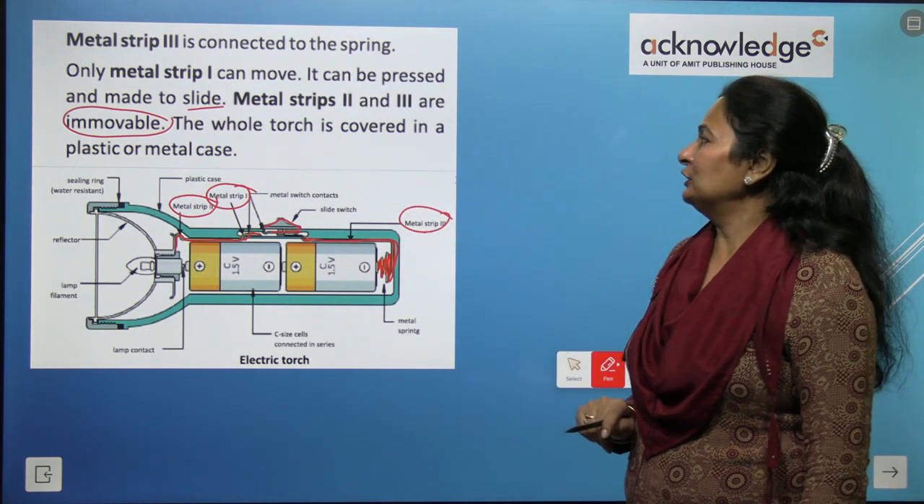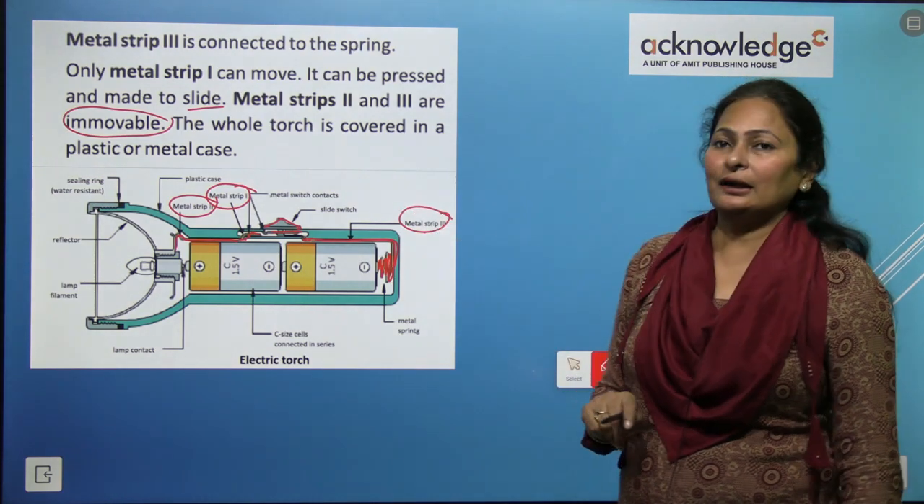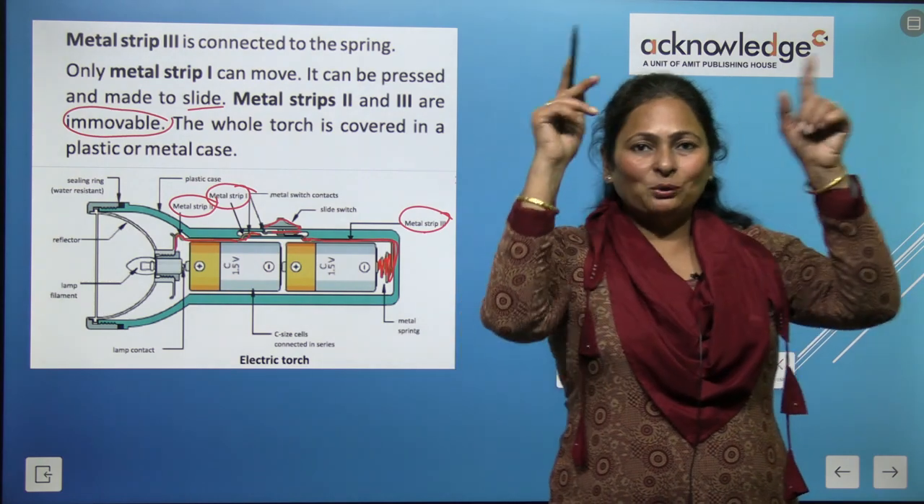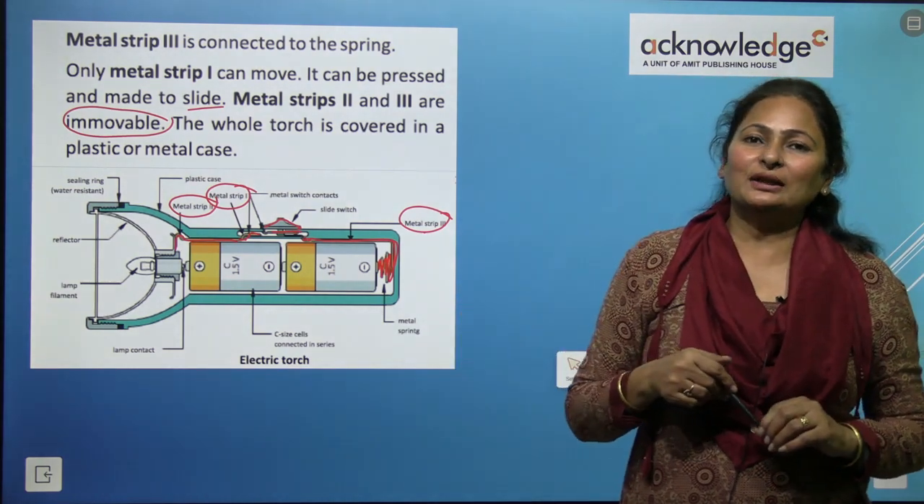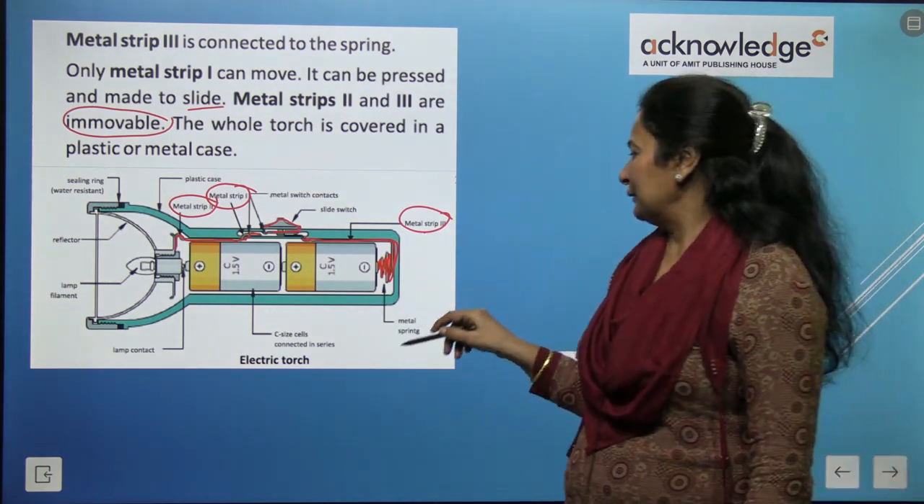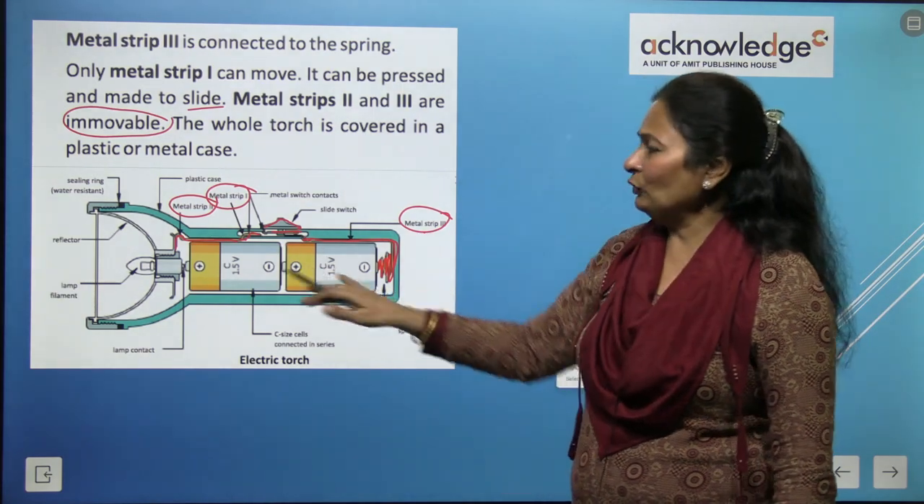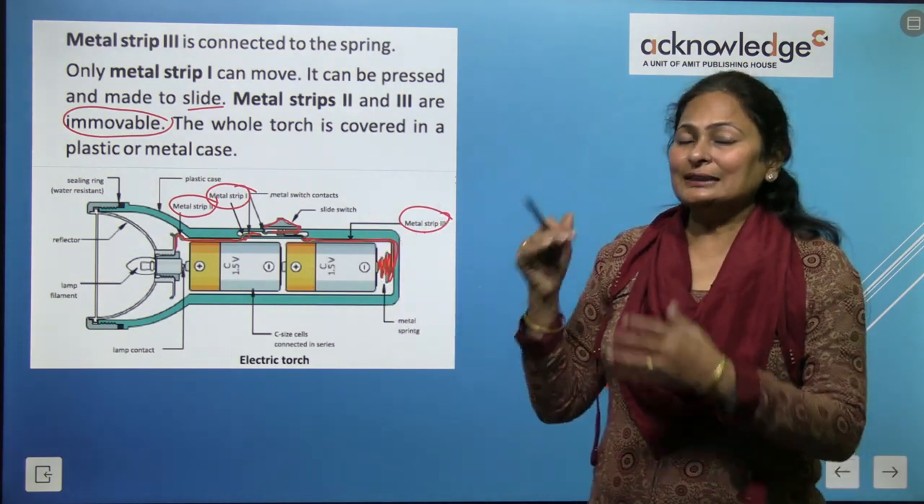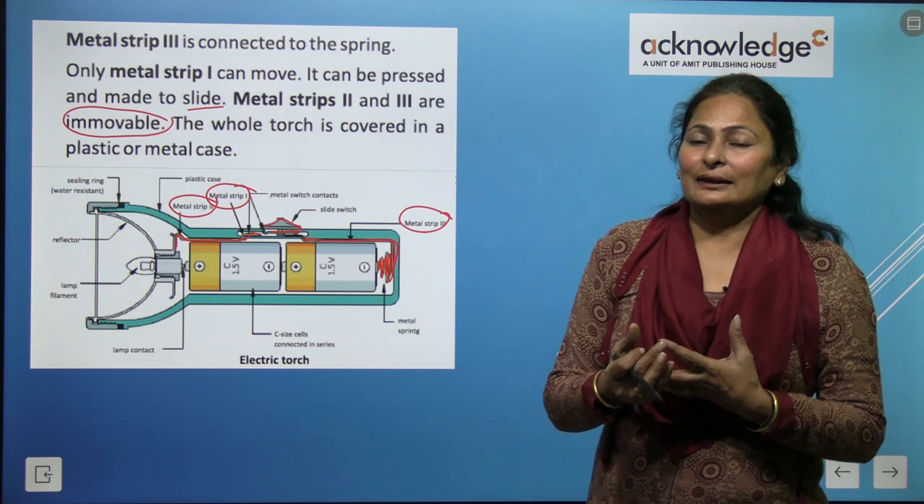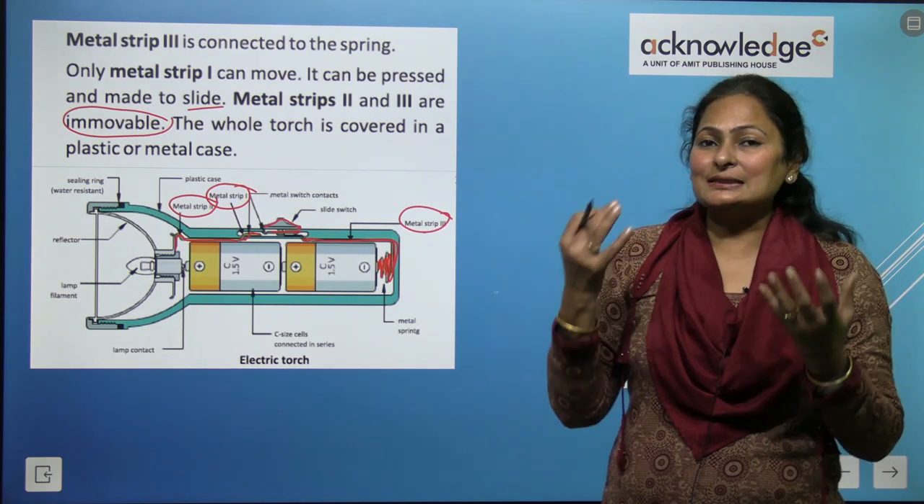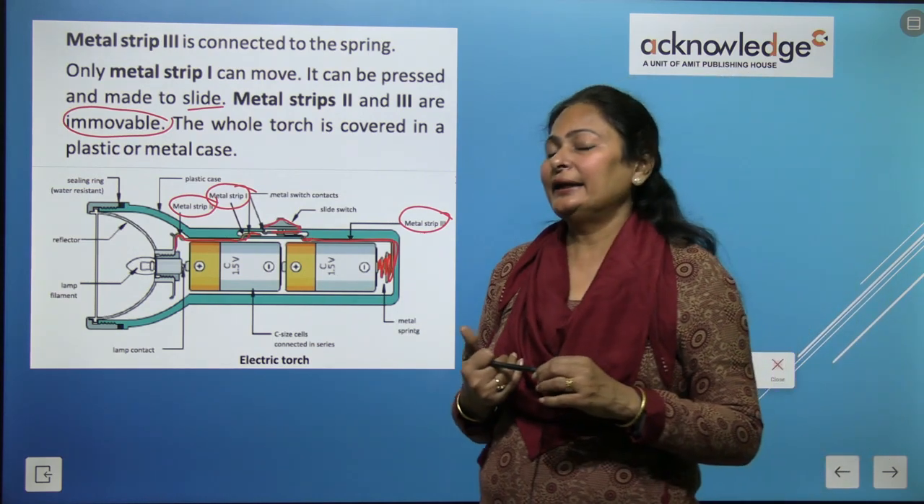The whole torch is covered in a plastic or metal case. So the outer covering is made of plastic, right? So have you understood this torch? Just understand how the structure is from inside.